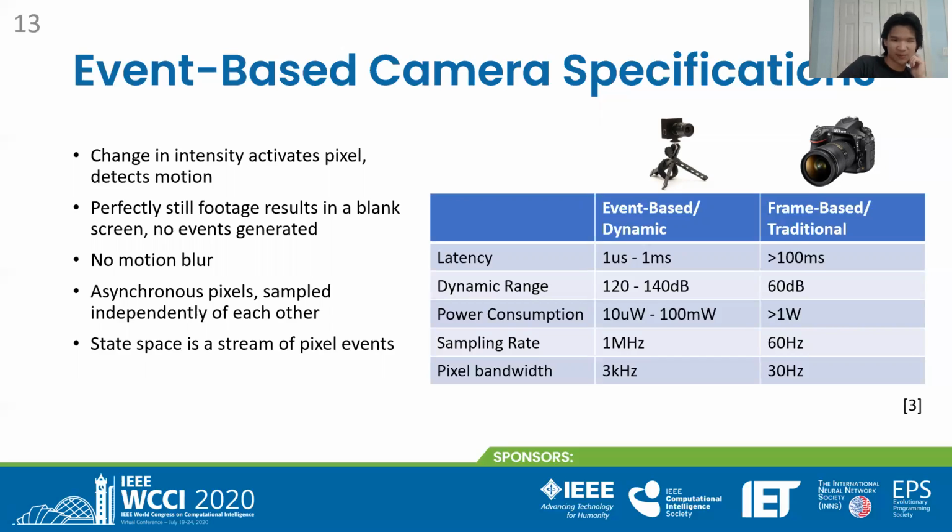So this state space, this output of event-based vision, is the stream of pixel events, the stream of ones and zeros. If it's a 1, that means there's a lot of movement in that location. And if it's a 0, it means that not much movement is happening and therefore it's not relevant.